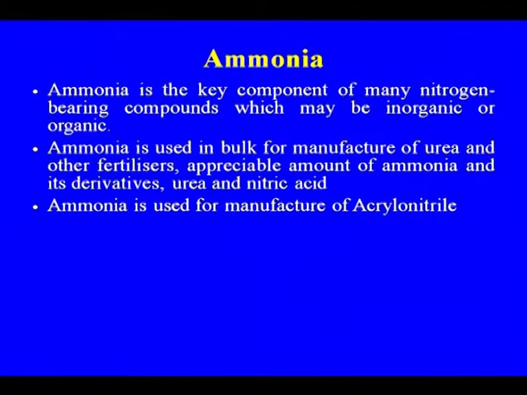Ammonia is used for manufacture of acrylonitrile, which, as I told you, was one of the major changes in process technology, earlier being from the acetylene route. Now it is propylene and ammonia that we use, the SOHIO process, for the manufacture of acrylonitrile, which has revolutionized the synthetic fiber industry, providing a substitute for wool.